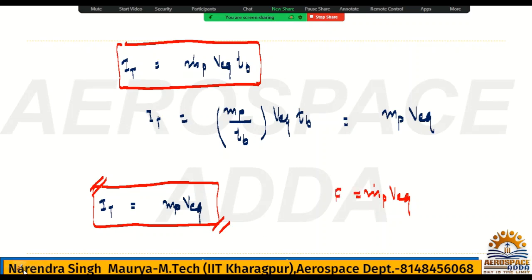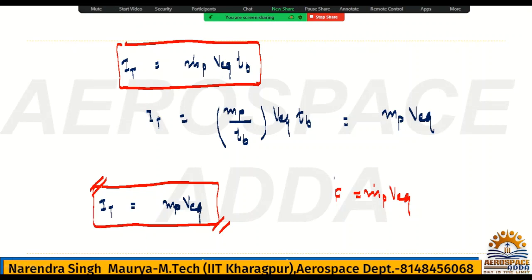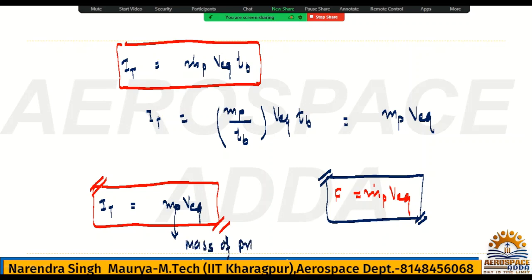So please mark it there, so that when you memorize the formula, you are very clear. If you are writing m dot p into V equivalent, it will be thrust force. But if you are writing MP into V equivalent, then it will be total impulse. What is this m dot p? M dot p is the mass of propellant.